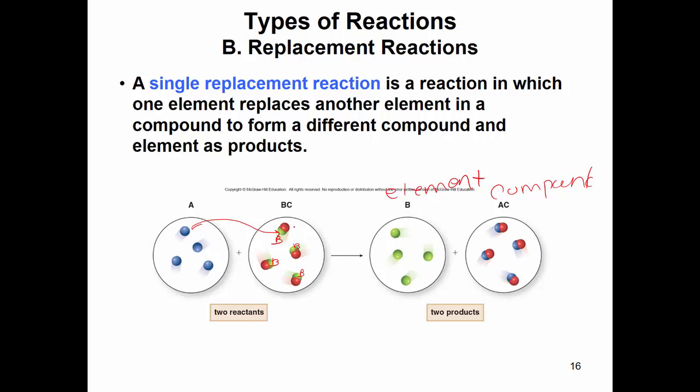Okay, and so now if you consider the red atoms to be C, you now have bonds with A and C, and B is kicked out. So one element replaces the other. So this starts out as the element, and this is the compound, and now the green is our element, and we have a new compound. So they swap places by a single element.